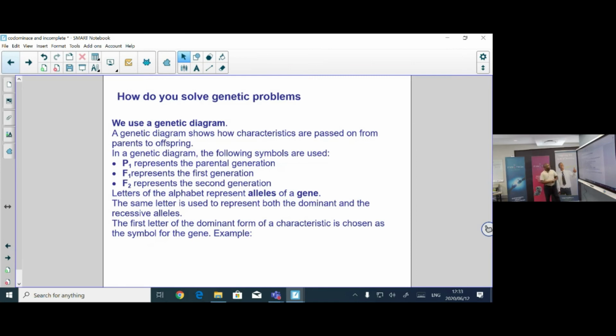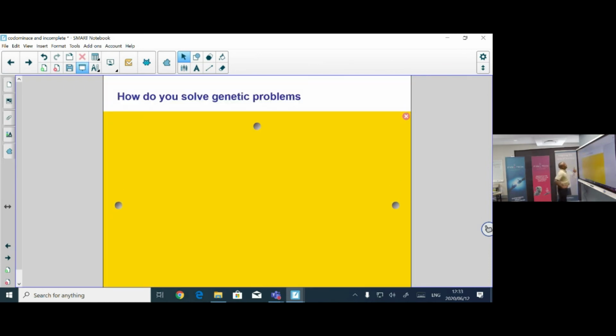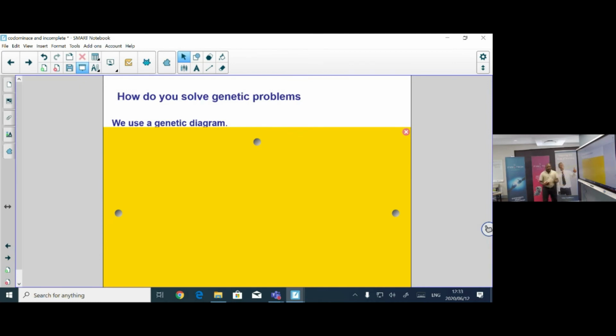Right. Let's look at how to solve genetic problems. The examples we're looking at just now are examples of genetic problems. We use genetic diagrams to solve genetic problems. Grade 12, are we following?